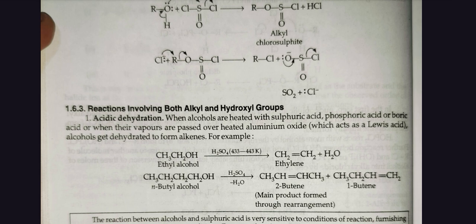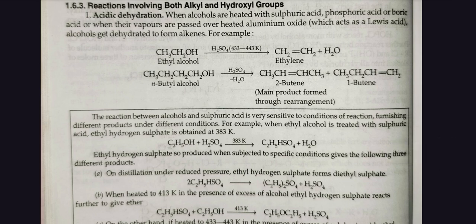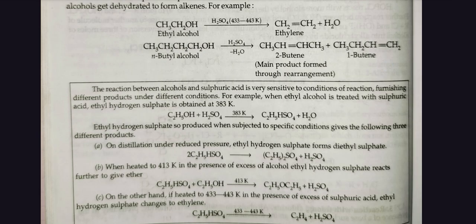First, acidic dehydration. When alcohols are heated with sulfuric acid, phosphoric acid or boric acid, or when their vapors are passed over heated aluminium oxide which acts as a Lewis acid, alcohol gets dehydrated to form alkene. For example, ethyl alcohol in presence of H2SO4 at 433 to 443 Kelvin gives ethylene plus H2O, and butyl alcohol in presence of H2SO4, minus H2O, gives 2-butene or 1-butene. The main product formed thus is by rearrangement. The reaction between alcohol and sulfuric acid is very sensitive to the conditions of reaction.